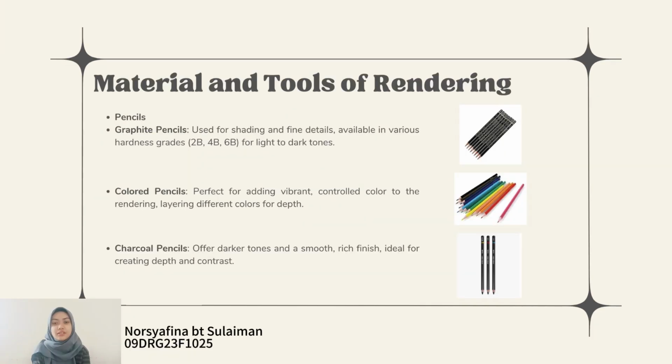Material and tools of rendering. So first is a pencil, graphite pencil. It's used for shading and fine details, available in various hardness and grades, which is 2B, 4B, 6B for light to dark tones. Next is a color pencil.